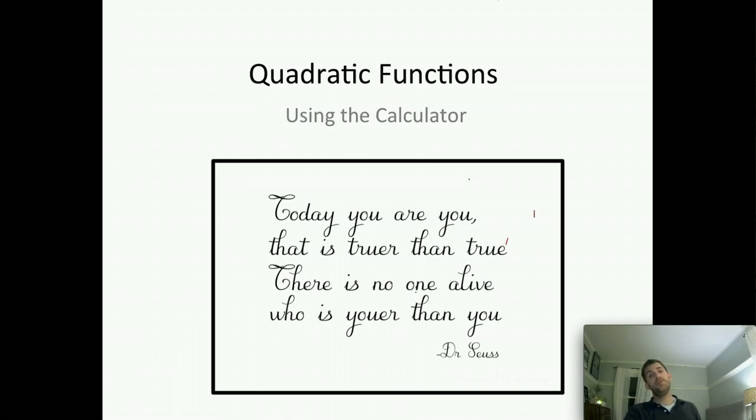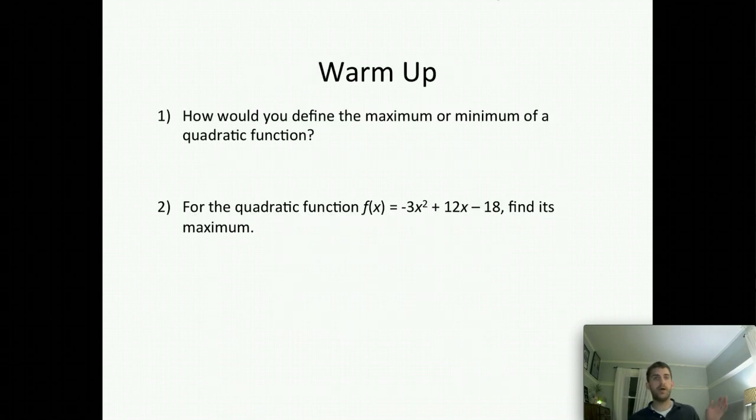For section 2.3, we're going to keep working with quadratics, and this time we're going to be using a calculator. But before we get to that, let's do some work by hand and also think about what we've talked about in the past. The first thing we're asked to talk about is how would you define a maximum or a minimum of a quadratic? So a maximum would be like the highest point.